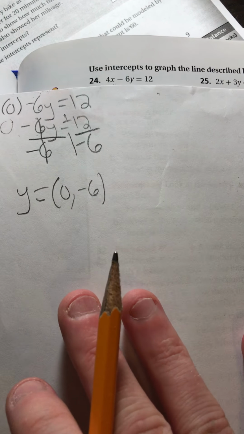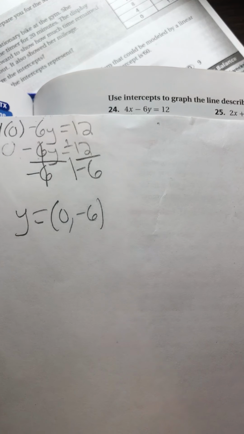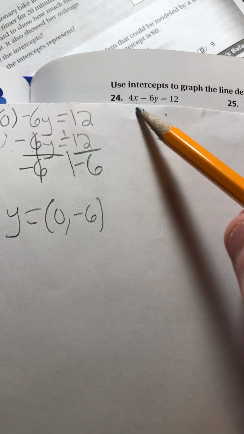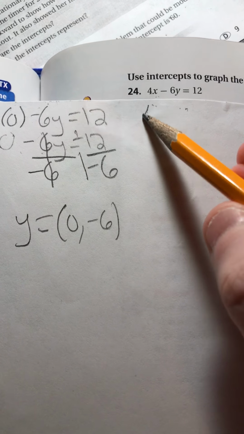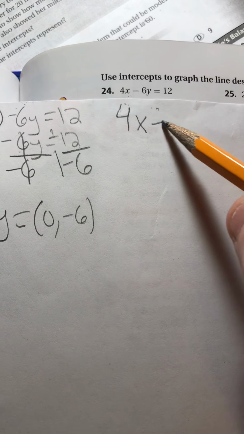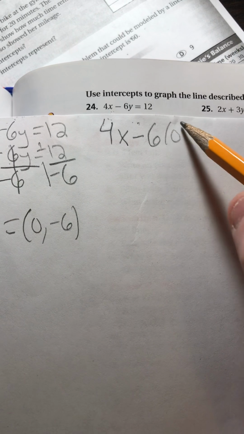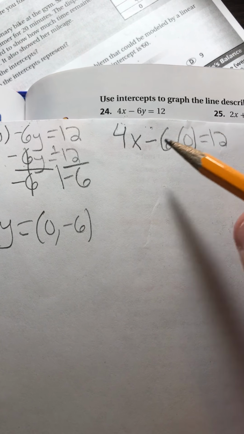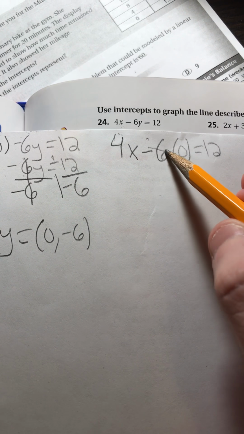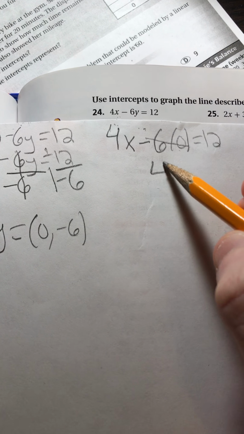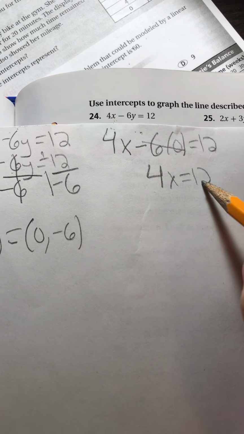Now let's try solving for our x-intercept. Same thing: for our x-intercept, the y value is always 0. So you can plug in 0 for y and just easily solve from there. 6 times 0 is 0, so we don't have to bring that down. So we have 4x equals 12.